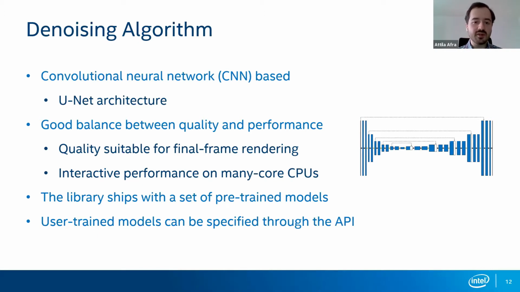Since this is a deep learning based filter, it needs a trained model as well, and the library ships with a set of pre-trained models, but it's not necessary to use them. Users can simply train these models with their own data sets, and these trained models can be specified through the API.